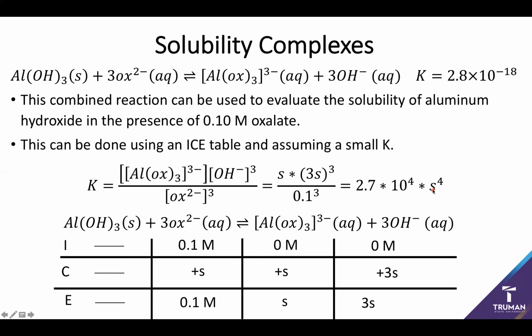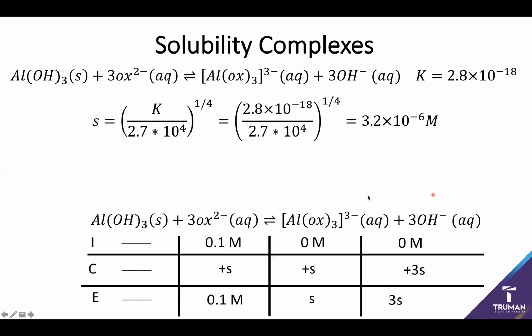So if I'm going to try and solve for solubility here, I now need to divide both sides by my 27,000 term and take the quartic root, which we can simply do by raising the whole system to the 1/4 power. So when we go ahead and plug in our numbers and raise everything to the 1/4 power, we find that the solubility is equal to about 3.2 times 10 to the negative 6 molar.